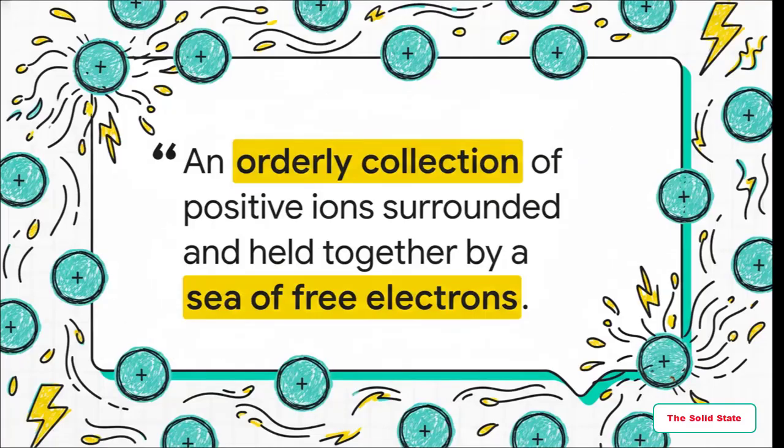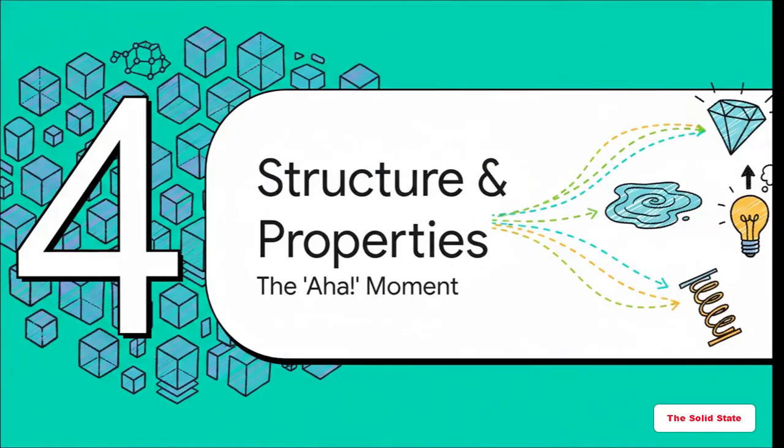There's this fantastic description of what's going on inside a metal. It's this idea of an orderly collection of positive ions, just sitting there, held together by a sea of free electrons. I just love that analogy. It's so vivid. You've got these metal ions locked in place, but their outermost electrons aren't tied to any single atom. They're just free to flow around, like a sea, through the entire structure. And that right there, that sea of mobile electrons, is exactly why metals are so good at conducting electricity and heat.